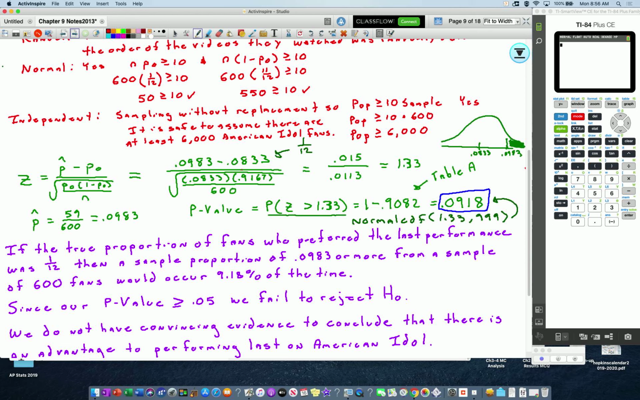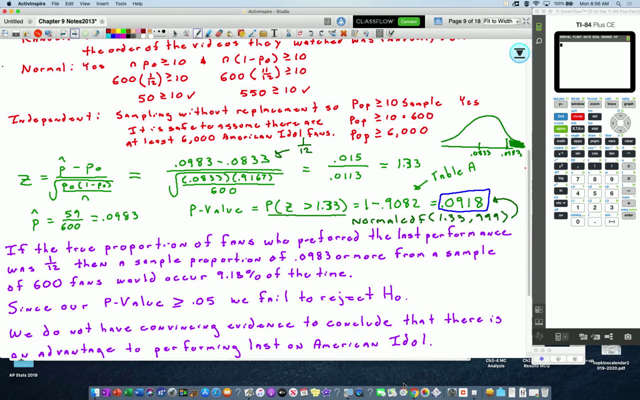So when I subtract these two, I get 0.015. My standard error, or my standard deviation here, is 0.0113. That gives me a z-score of 1.33. So my p-value is z greater than 1.33, because that's the area I want here. Okay, so this is how you do it on table A. Normal CDF, I would go from 1.33 to infinity. Gives me a p-value of 0.0918.